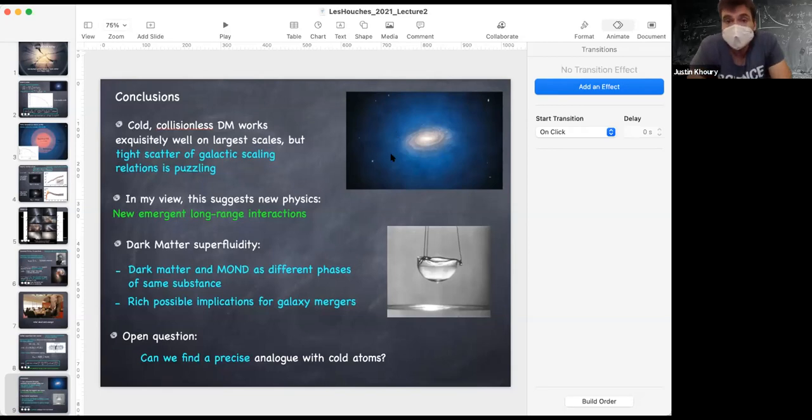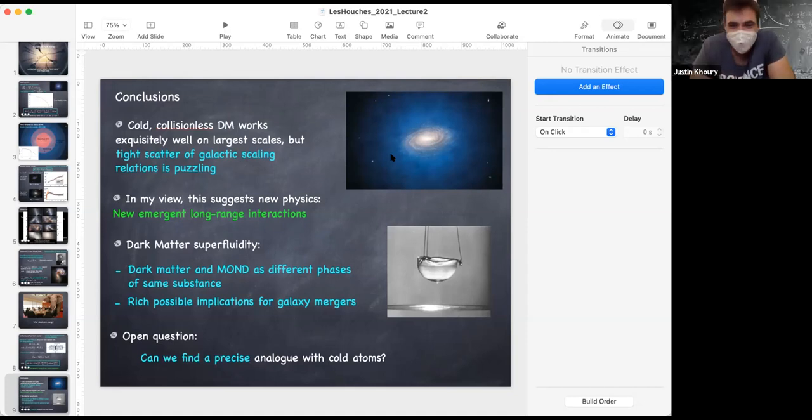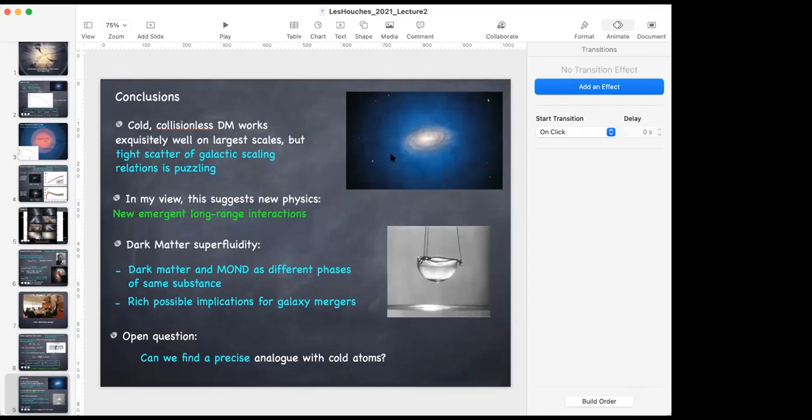Oh, that's a nice question. So the question is: are the predictions for a galaxy collision, I guess cluster collisions, with superfluid dark matter consistent with the observed galaxy cluster collisions, such as the bullet cluster?